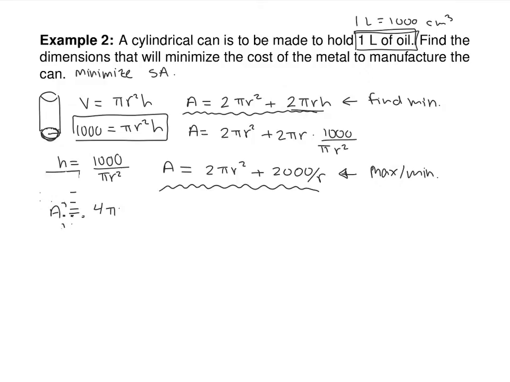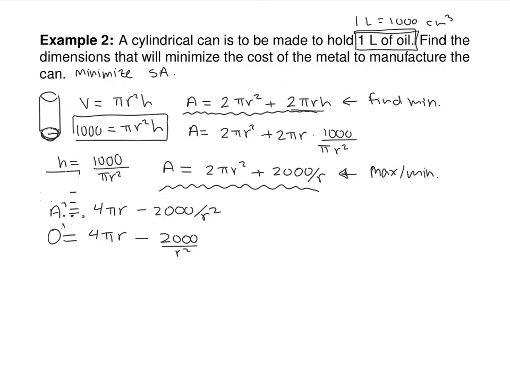4 pi r. Okay, so what's the derivative of 2,000 over r? Negative 2,000 over r to the second. Does that make sense? Because that really is r to the negative 1. So the negative 1 pulls down and then drops down by 1 more. And now what you do with this thing once you've got the derivative. So 0 is 4 pi r minus 2,000 over r squared.